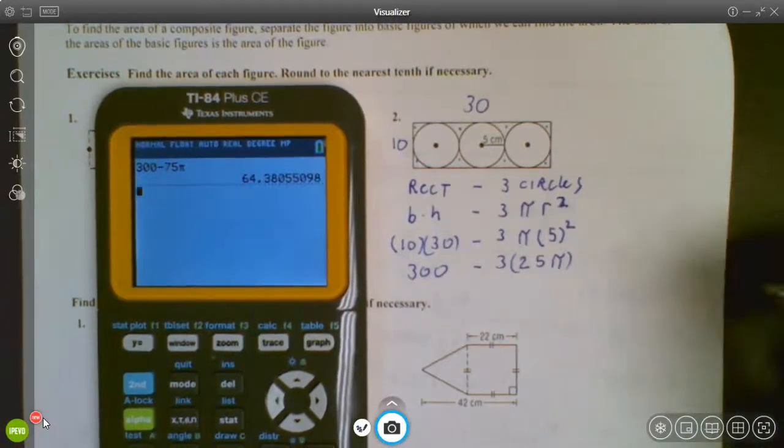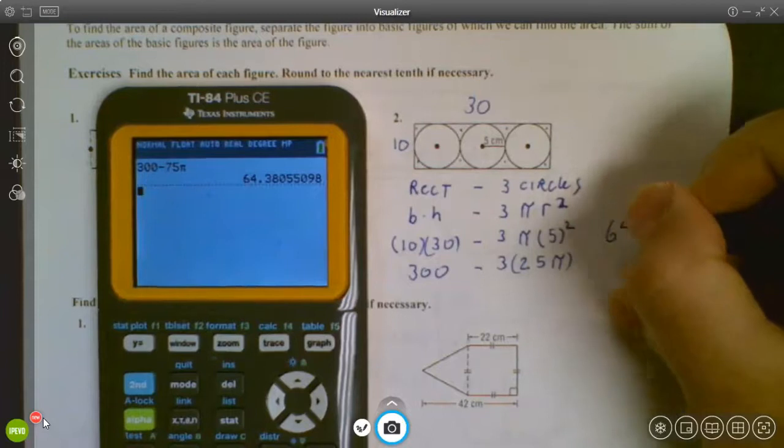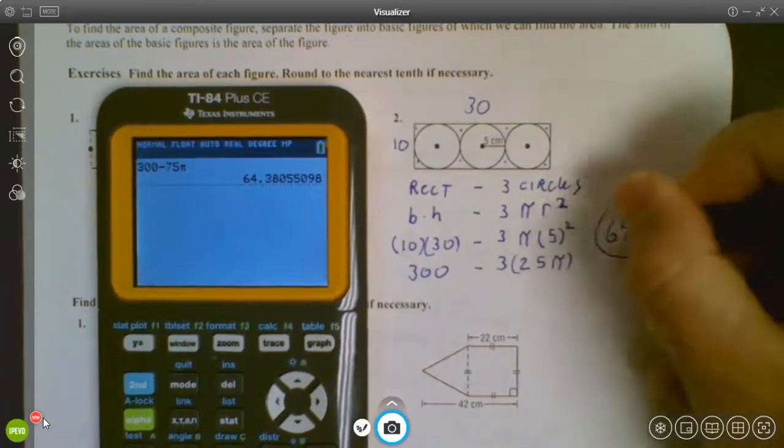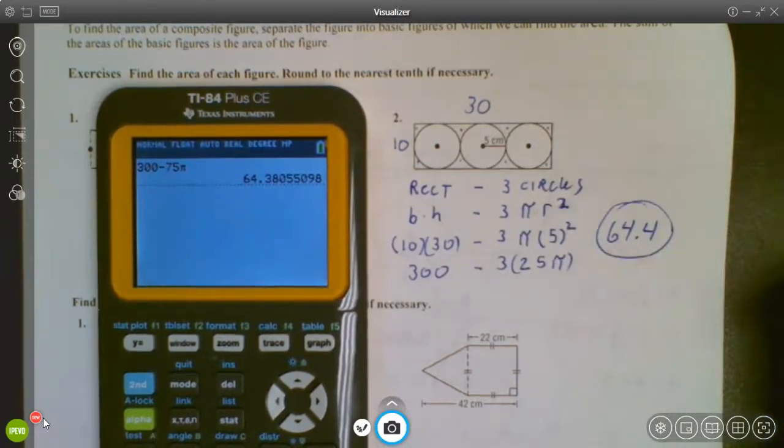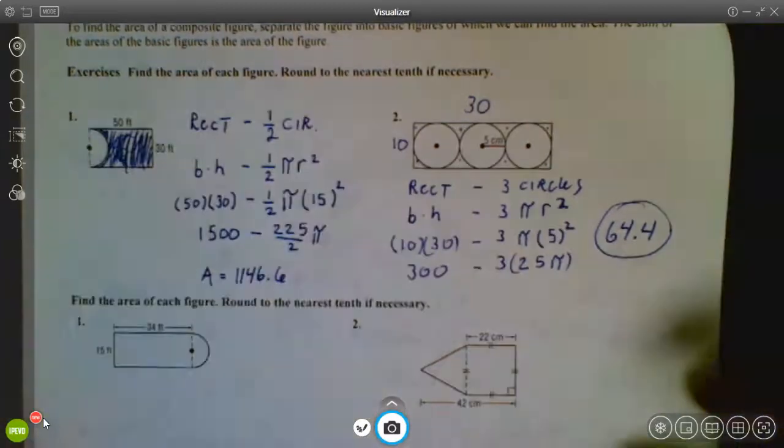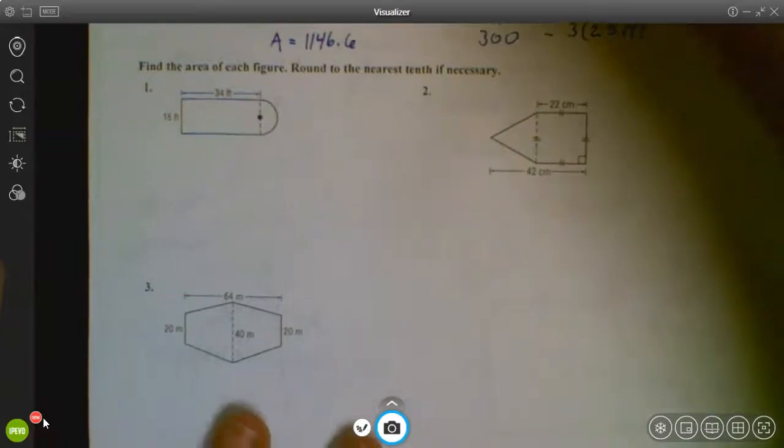So 64.4 would be the total area. Guys, let me do one more. And any of these would be fine to do.